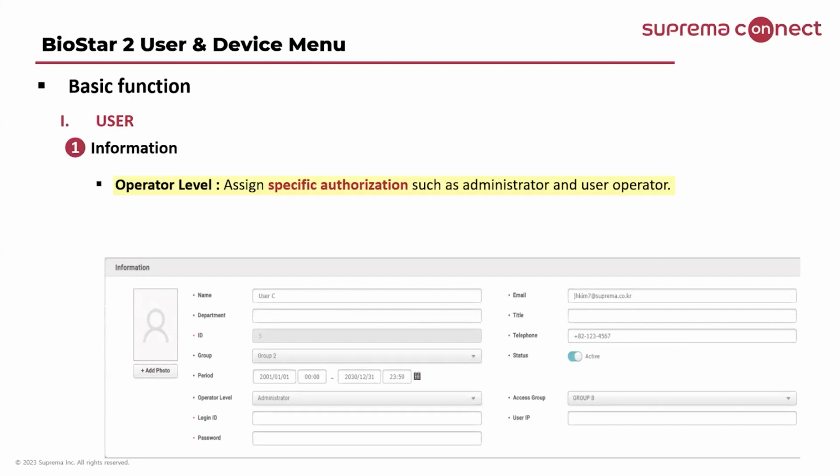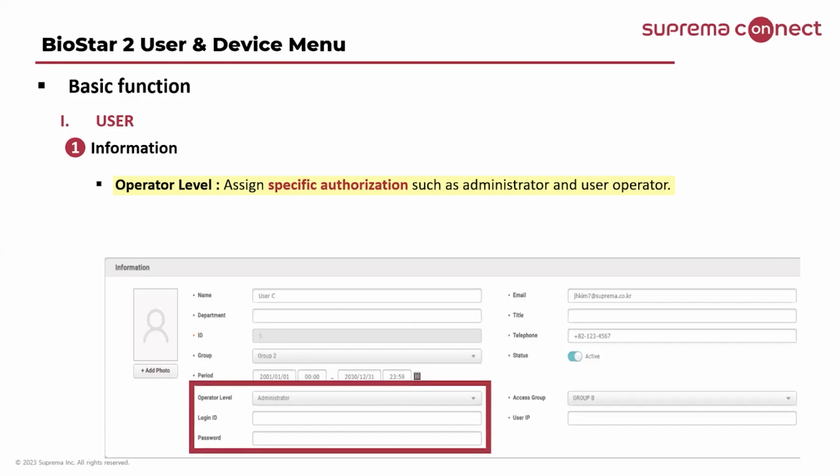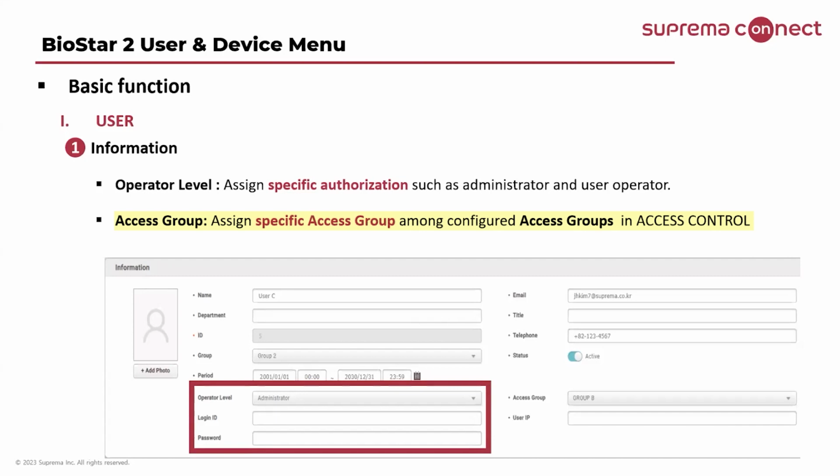The first is information, and there are some major functions. The first is operator level. This function allows you to assign specific authorization, such as an administrator. After selecting one among the options, you need to set the login ID and password, and that account will be used when logging in to BioStar 2. The second is the access group. You can assign a specific access group to the user.